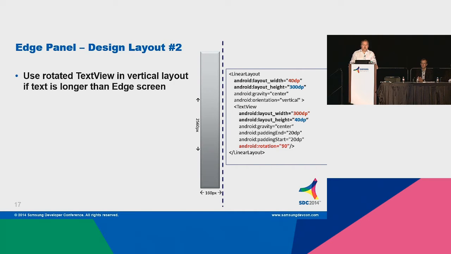If your vertical edge panel is going to display text, and that text is wider than the width of the screen, then we recommend that you use a rotated view. This is achieved relatively simply with the Android rotation field. You use the TextView control layout definition of 90.